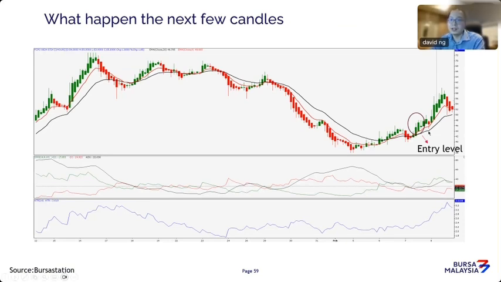So this is what happens in the next few candles. In fact, I think the market dipped and then went up, and finally the ADX exhausted. Again, it's very difficult for you to capture the whole trend. Just make sure that you follow the plan that is in place.